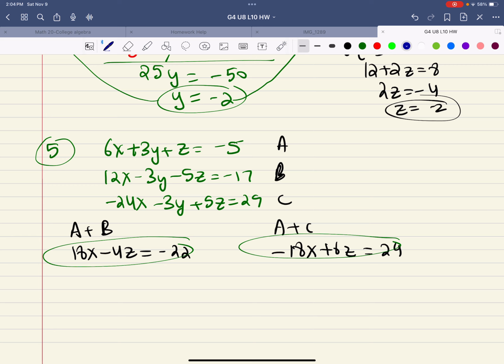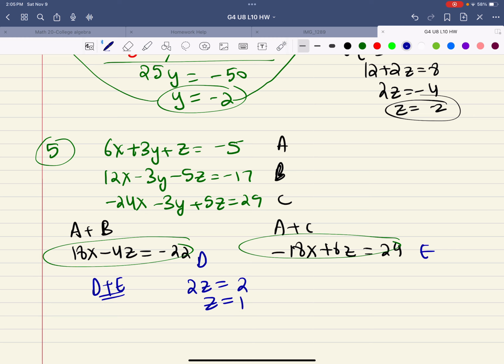Because I already have the numbers in front of x, 18 and negative 18, and that was the goal. So if I add these two equations, let's just call it d and e. If I do d plus e, 18x minus 18x is just going to be 0. Negative 4z plus 6z is positive 2z. Negative 22 plus 24 is 2. z comes out to be 1 in this case.